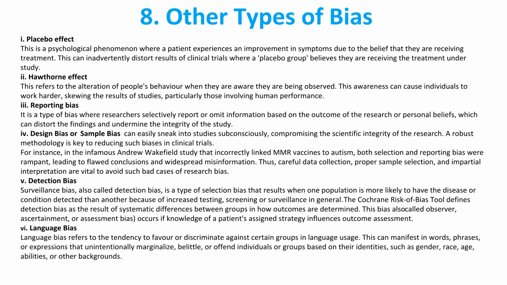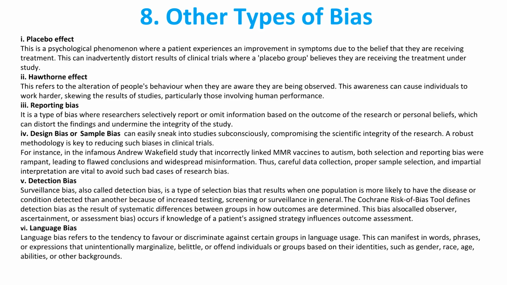Number 4 type is design bias or sample bias. It can easily sneak into studies subconsciously, compromising the scientific integrity of the research. A robust methodology is key to reducing such biases in clinical trials. For instance, in the infamous Andrew Wakefield study that incorrectly linked MMR vaccines to autism, both selection and reporting bias were rampant, leading to flawed conclusions and widespread misinformation. Thus, careful data collection, proper sample selection, and impartial interpretation are vital to avoid such bad cases of research bias.